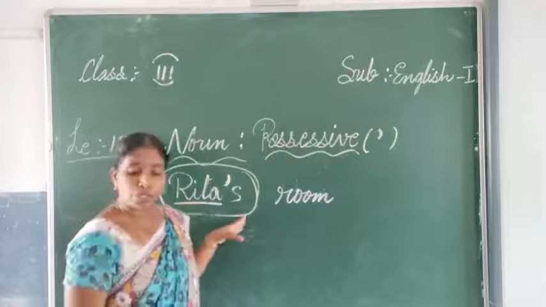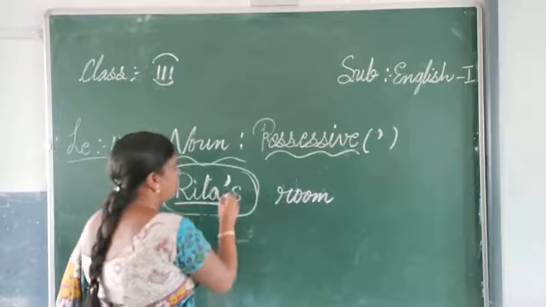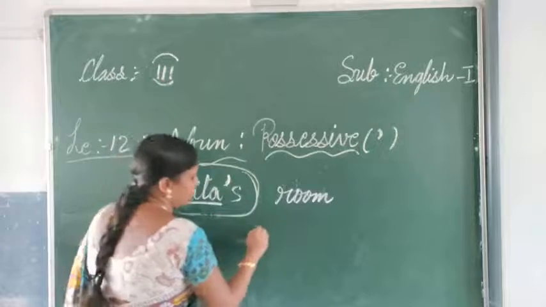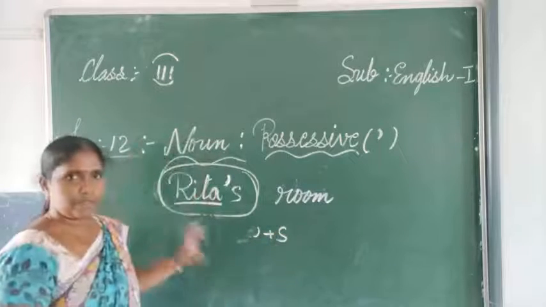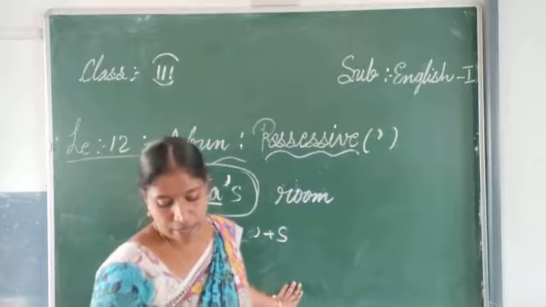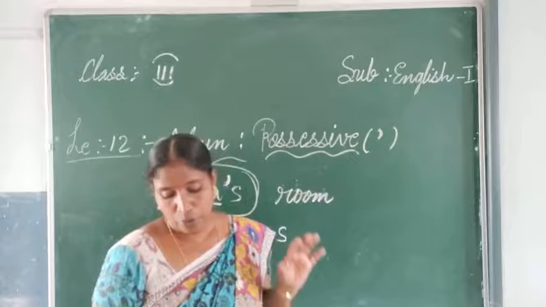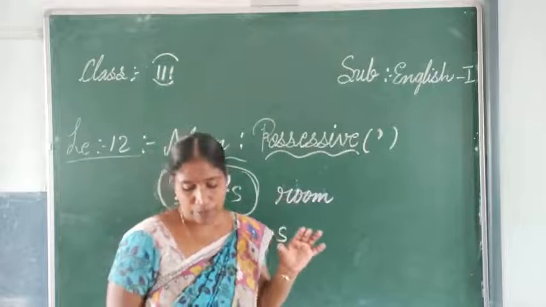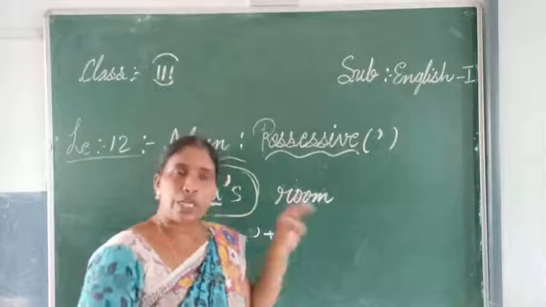So after the apostrophe only, what have we added? Yes, plus yes. Also you have to add plus yes. Then it tells us an apostrophe shows possessiveness, possessive, belongs to. So what is it? It belongs to the particular person.